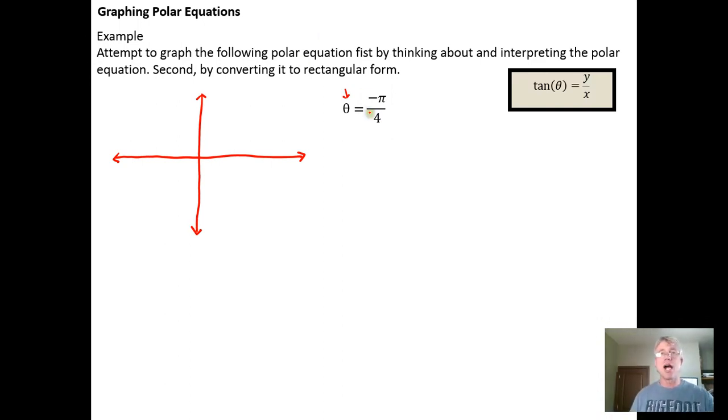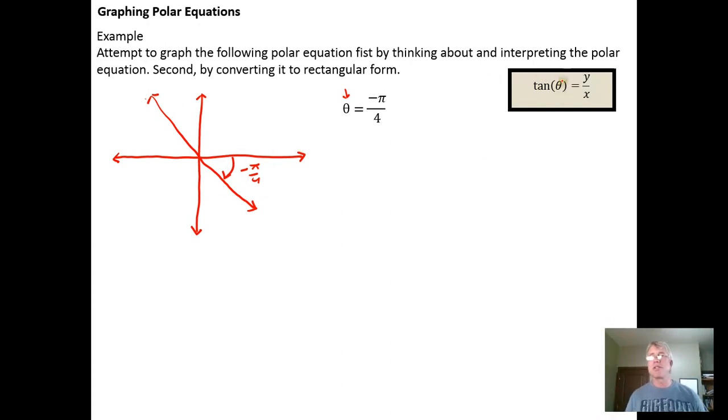So this is saying I need an object that always makes an angle of negative pi over 4 with the positive x-axis. So that's just going to be the line through the origin. It's going to be the line through the origin that makes an angle of negative pi over 4 with the positive x-axis.